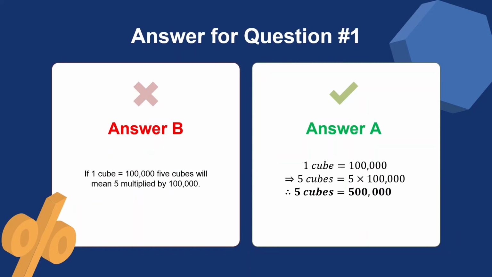That is, one cube was 100,000. So if one cube is 100,000 and I have 5 cubes, it means I have to multiply the value of the cube by 5. So that means that 5 cubes equals 5 times 100,000, or 5 times the value of one cube. And that will give us 500,000.